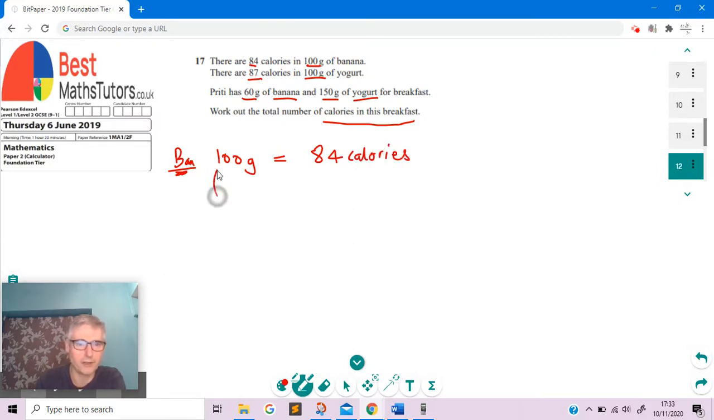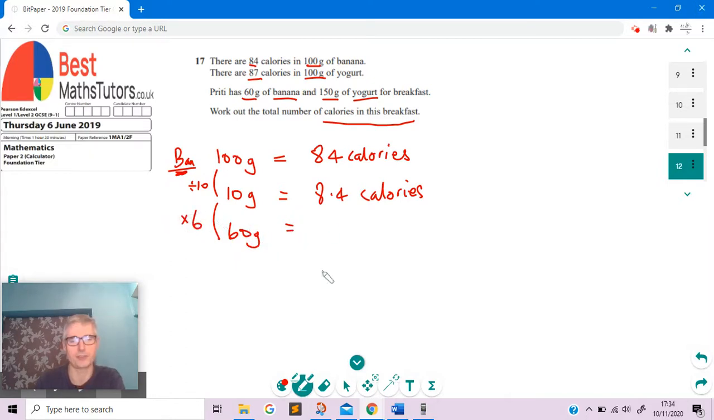So I could then find out 10 grams by dividing by 10. So in fact, I don't even need a calculator for that. If I want to divide by 10, I could just move the decimal point one place to the left. So that would mean I'd have 8.4 calories for 10 grams. And so if I need to work out what 60 grams is going to have in calories, I just need to times that by 6.